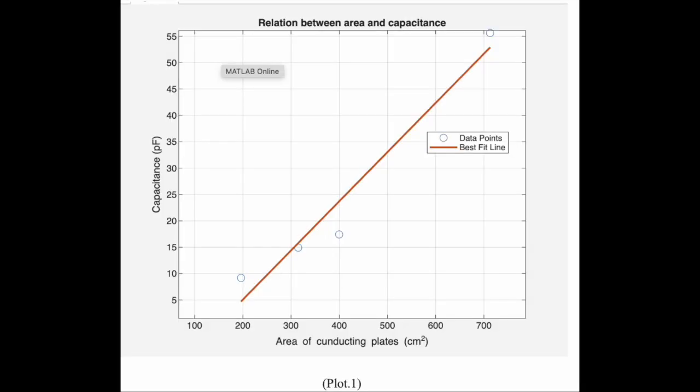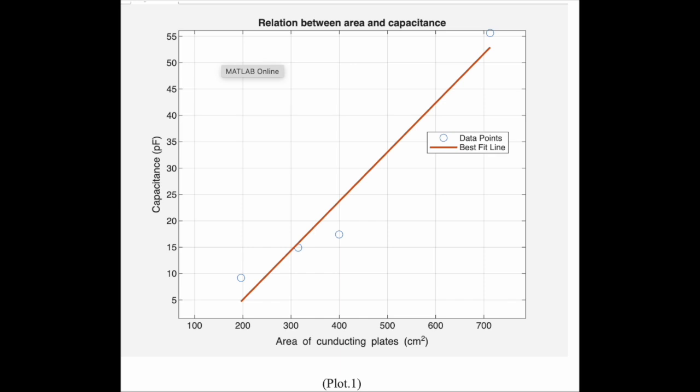The results clearly show that capacitance increases directly with plate area, which is exactly what the theory predicts. We also checked the ratio capacitance to area, and while the first two values matched each other, the remaining ones did not. This tells us the overall relationship is correct, but our measurements weren't perfectly precise. Still, the general trend was clear. Larger plate area leads to higher capacitance.